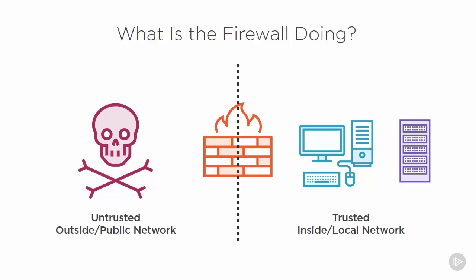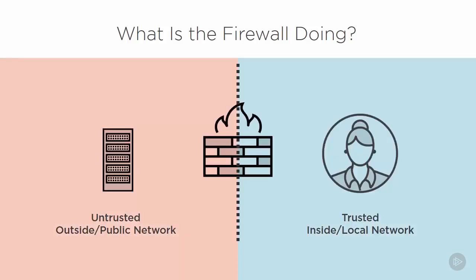So it's the distinction between computers and devices that you have access to, that you have administrative access to and can control, versus devices out on the public internet where you do not have administrative access to monitor and control those devices. So we separate this into these two groups, trusted and untrusted, and we use that to make decisions about how traffic can flow through these networks. Let's take a look at what the firewall is doing.